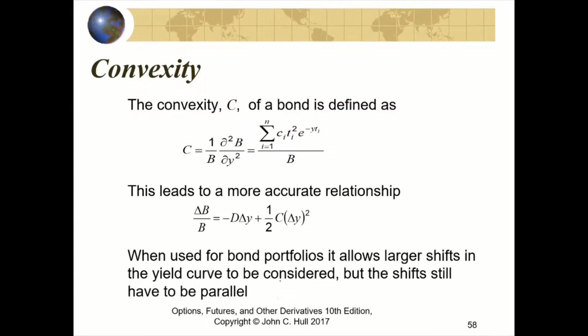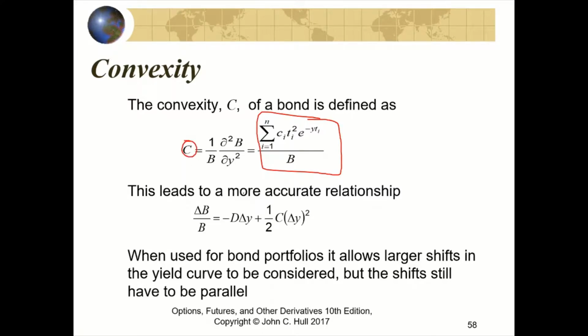For this reason, another measure is constructed and introduced, which is the convexity of the bond. Now, the convexity of the bond is defined according to this formula here. So basically, it's the summation of the present value of the cash flows times the timing at which the cash flow will take place, squared. After we sum all these values, we divide it by the price of the bond today, and we will get the convexity of the bond.